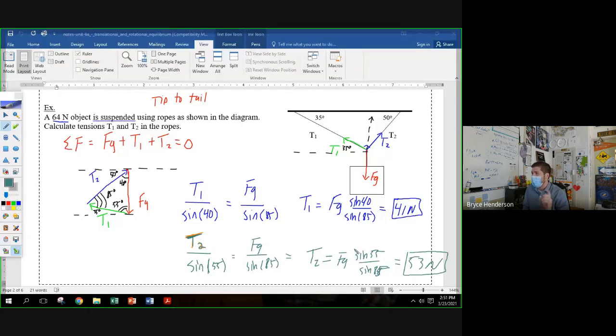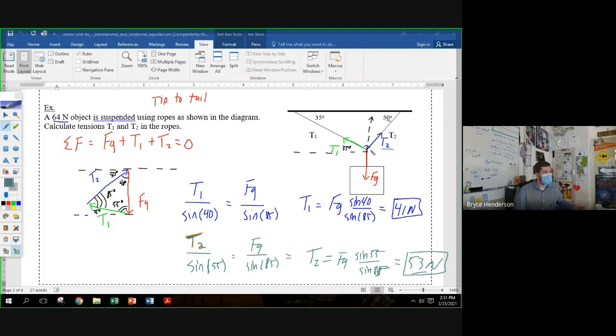Which force is bigger and why? T1 or T2? Looking for a hand. Goalie. T2 because it's more vertical. That's it. So if we were looking to check ourselves, we see this answer is bigger. We see a bigger angle here. It makes sense that it should have more of the force, quote unquote, on rope 2.